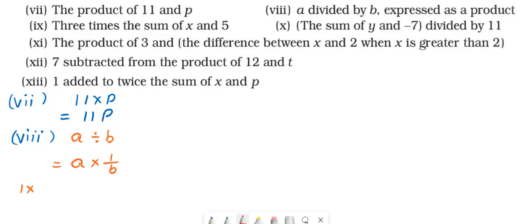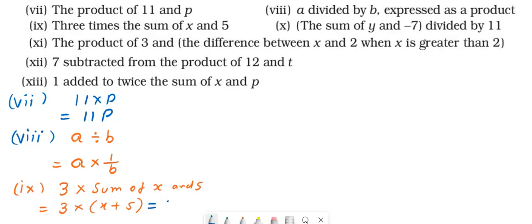ninth part. In ninth part, 3 times of sum of x and 5. So beta, 3 times of sum of x and 5. It means beta, 3 into x plus 5. So simply the answer can be written as 3x plus 5.